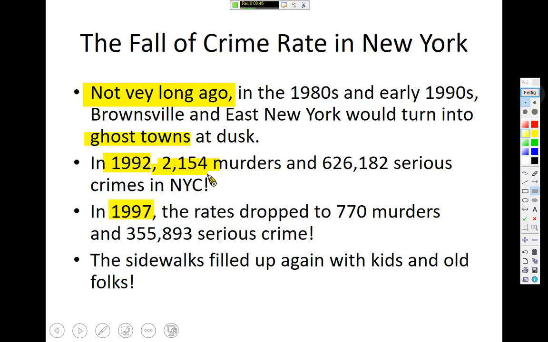5 years later, the number dropped from 2,154 to 770. And the number of serious crimes almost got cut in half, to only 355,893. So you can see this significant drop of the crime rate in New York City in just 5 years, right? Previously it was a ghost town at dusk. But now the sidewalks filled up again with kids and old folks. That was good, right? That's a harmonious society that everyone should live in. We love to stand on the street and say, oh, what a good life, right? Without worrying about the bullet that might fly over your head.